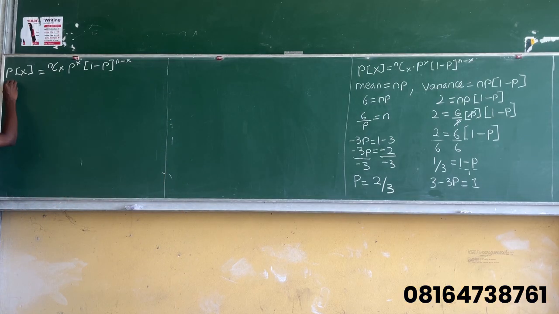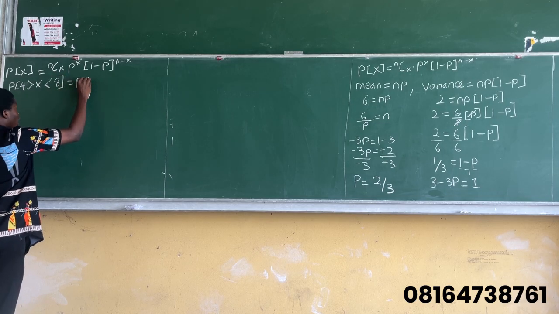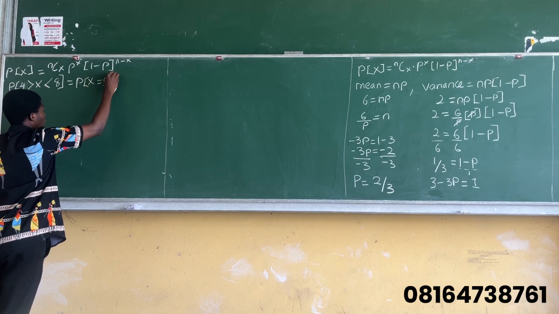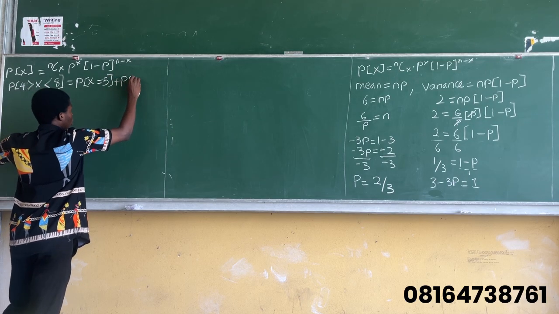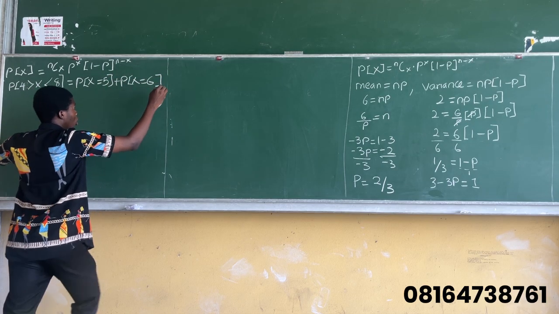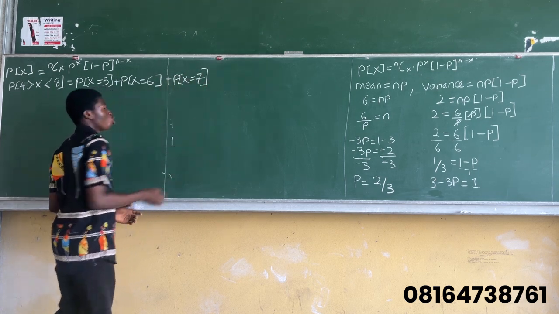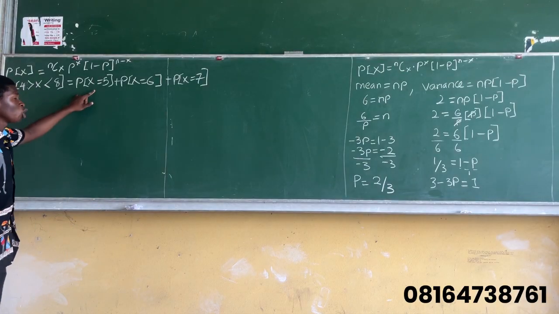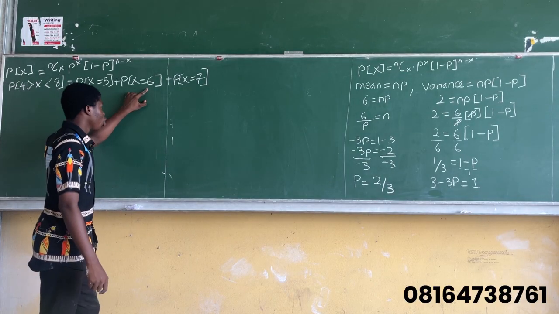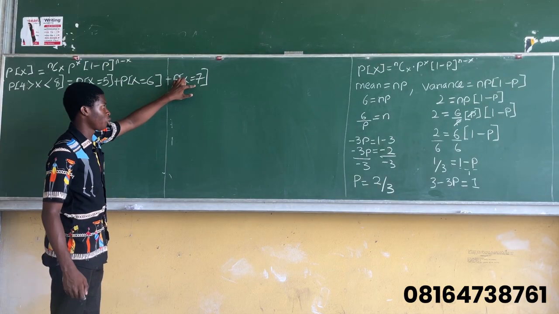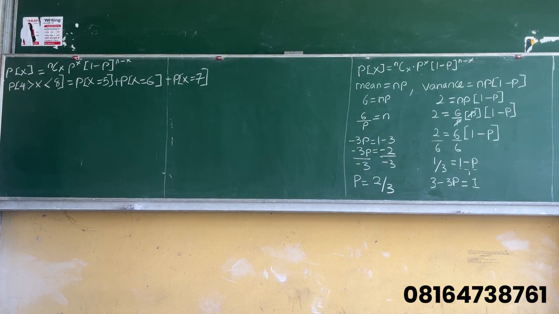It's going to be P of 4 < x < 8, which is equal to the probability that x is equal to 5, as I told you earlier, plus x is equal to 6, plus x is equal to 7. So we are basically summing the probability that we are going to succeed at 5, the probability that we are going to succeed at 6, and the probability that we are going to succeed at 7. So now, we'll be working out the probability that we are going to succeed at 5 using this formula.